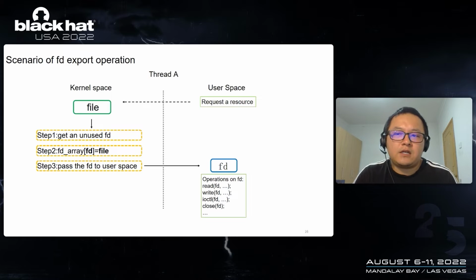First, let's have a look at the common scenario of FD export operation. Usually, a user process would request a certain resource by opening a file, and the kernel will create a file object representing the resource. This file object would be exported as an FD through the FD export operation I have mentioned. After the user process knows the value of the FD, it will perform operations on the FD through syscalls.